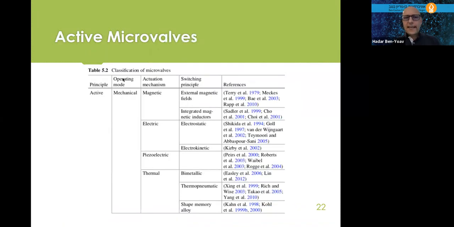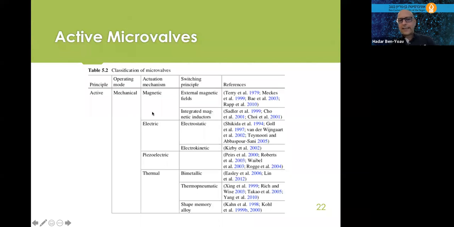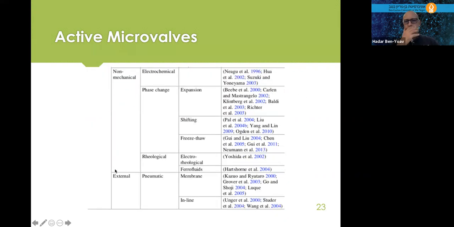There are many types of active microvalves. Here is the list from the table, from the literature. Mechanical operation methods, like closing the channel. The actuation causing the channel to close could be magnetic, electric, piezoelectric, or thermal. There are different switching principles. These are examples of the papers that you have in the book.